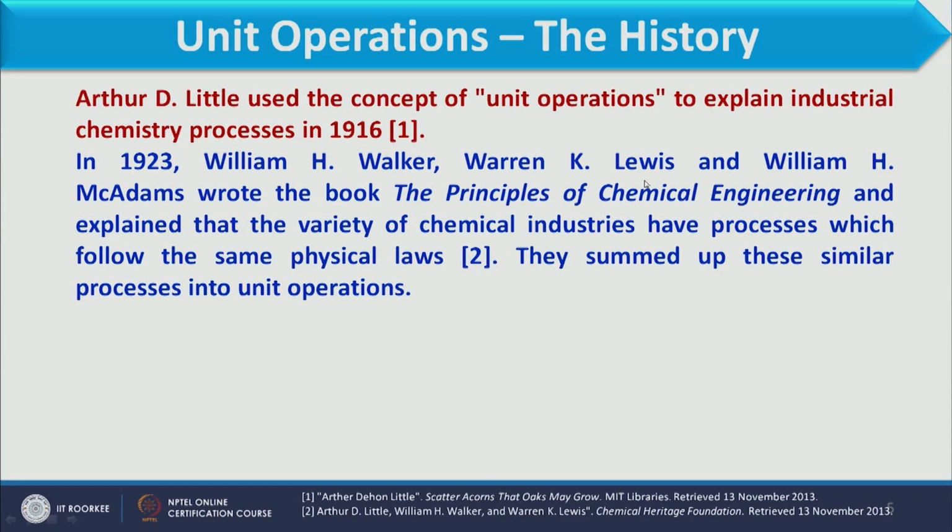Further, in 1923, William H. Walker, Warren K. Lewis and William H. McAdams wrote the book The Principles of Chemical Engineering and explained that the variety of chemical industries have processes which follow the same physical laws. They summed up these similar processes into unit operations. So, here we again see the physical laws which are applicable to the process, and they are clubbed in one word or one section that we can refer to as unit operations.